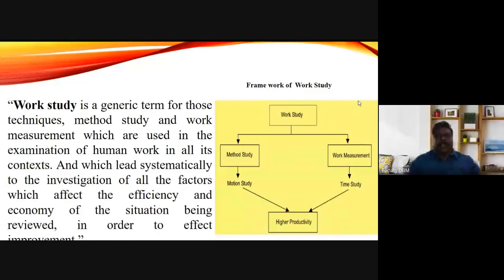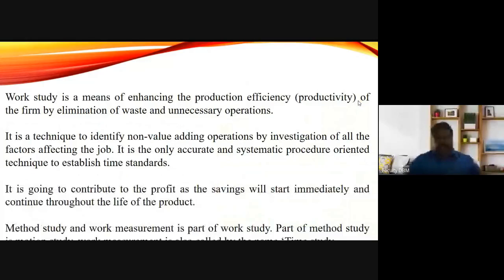So work study is a means of enhancing the production efficiency of the firm by elimination of waste and unnecessary operations. It is a technique to identify non-value operations by investigation of all factors affecting the job. It is the only accurate and systematic procedure-oriented technique to establish the standard. So, in all the organizations, people are going to use this. It contributes to profit, as I was saying, as savings will start immediately and continue throughout the life of the product.